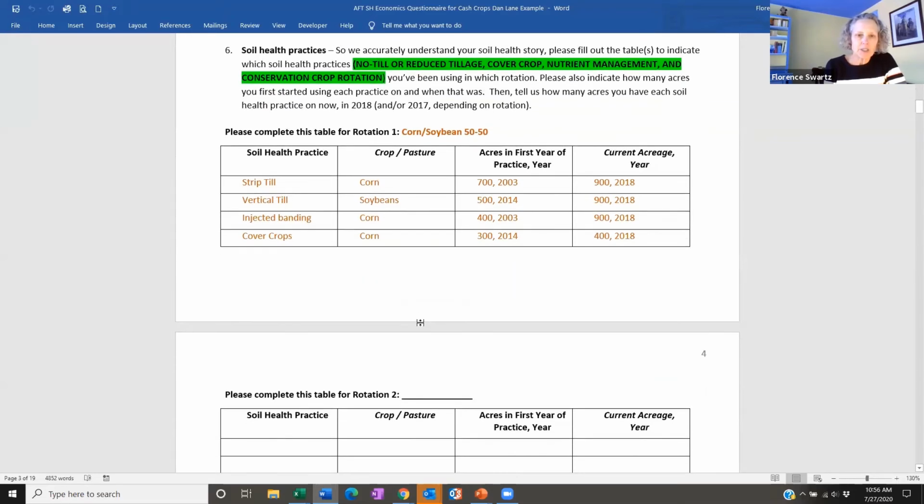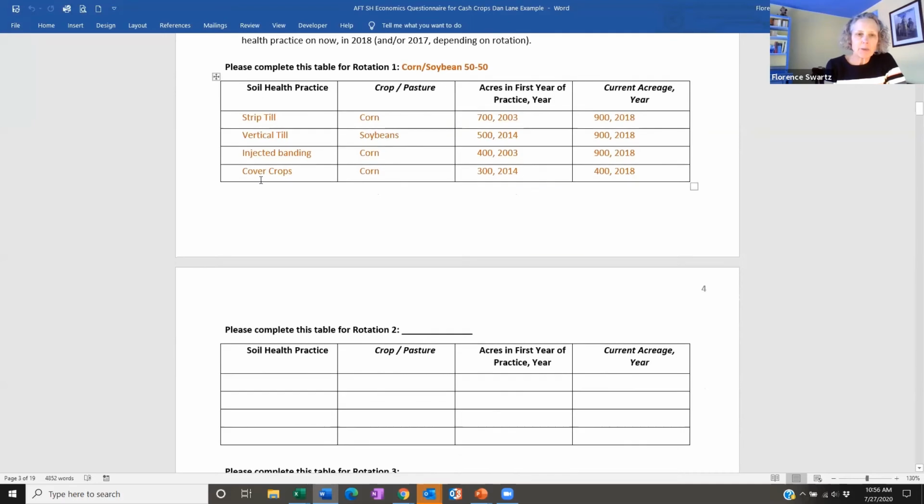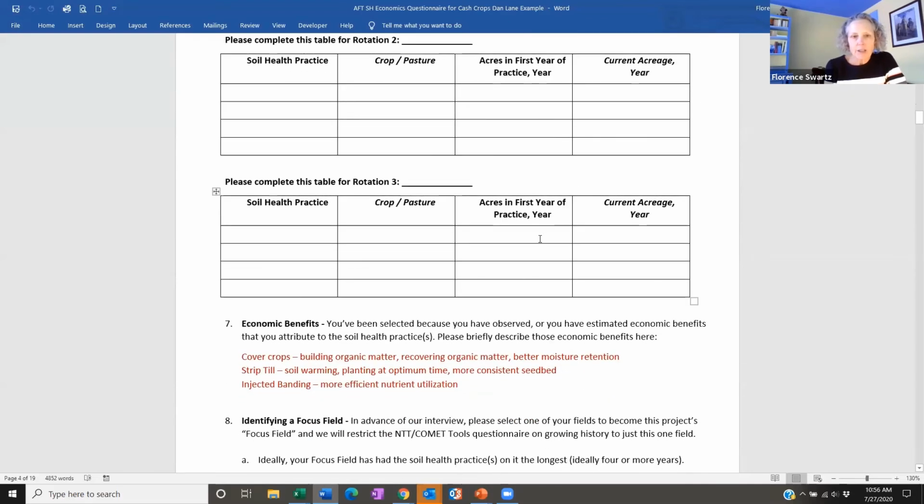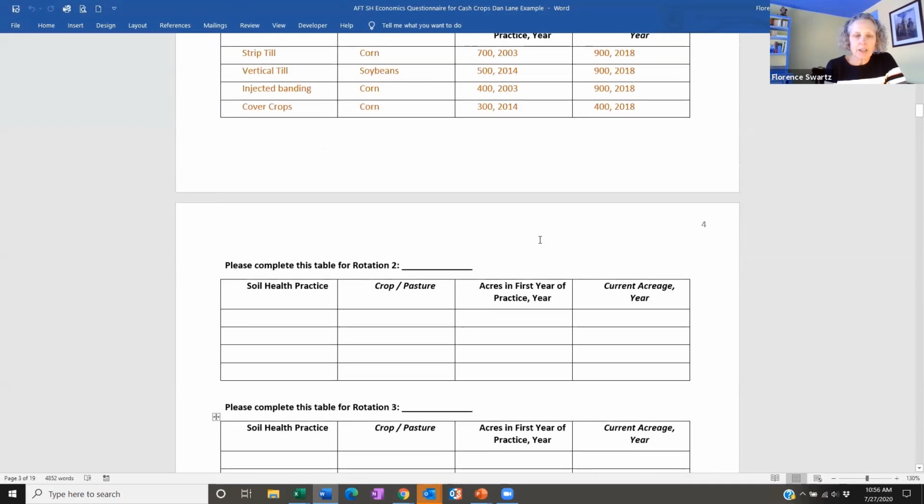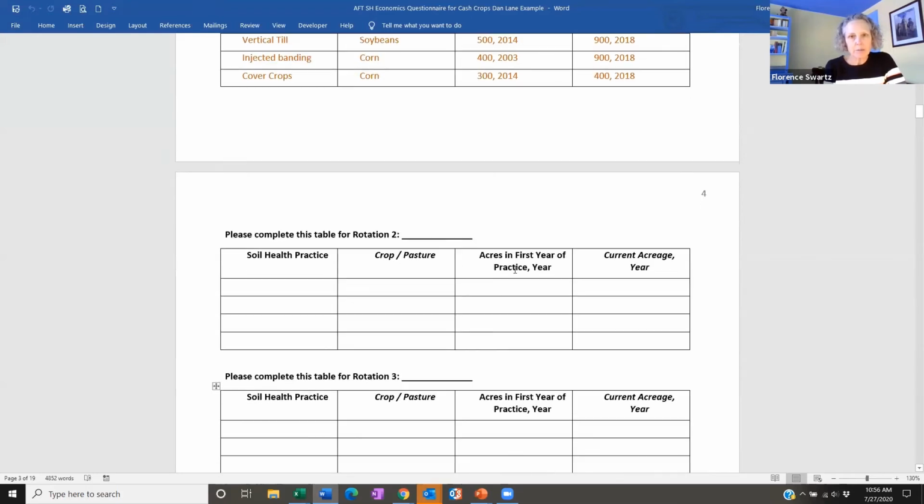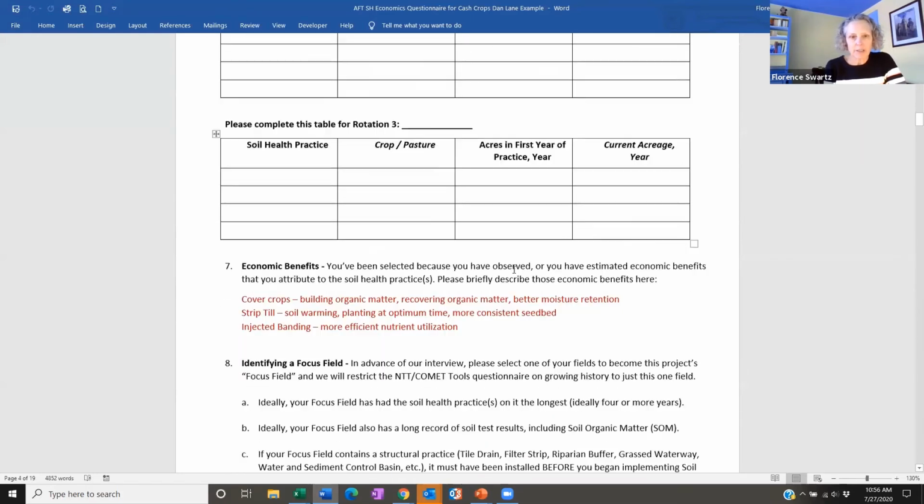For each of the rotations on the farm, we want to know what soil health practices they adopted, for which crops, how many acres for each soil health practice, and what was the first year when they started using that practice, what's their current acreage, and the current year. And so each of these tables would be filled out. We've got potentially 3 rotations here. We would take this information and then figure out, okay, which of these rotations are they doing the most for soil health? Which one has the most acreage involved, the most practices involved? That's probably what we want to use for our study area, for identifying that study area.